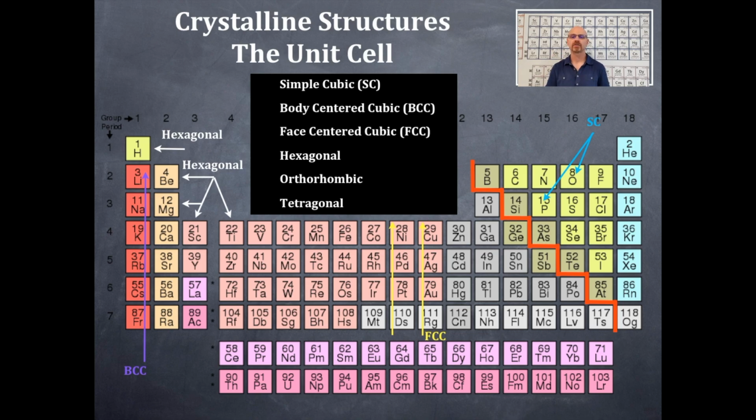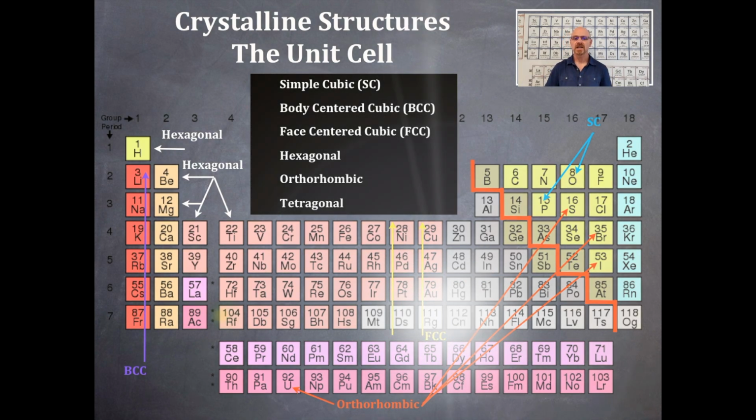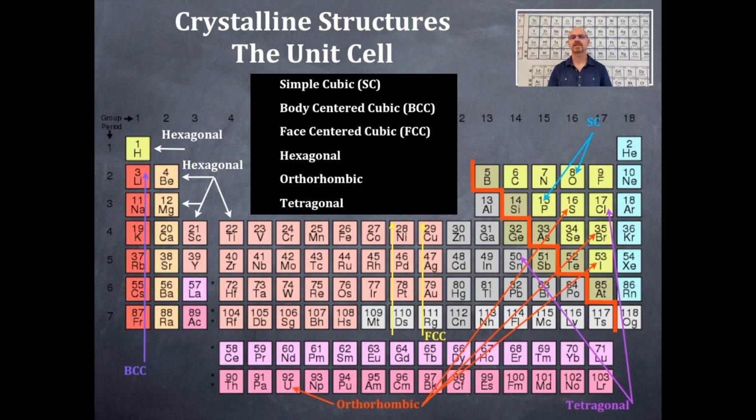Oxygen and phosphorus are the simple cubic structures. We also have orthorhombic structures with uranium and sulfur, bromine and iodine, some of the halogens. And then we also have the tetragonal structure here, and that's like tin and chlorine.